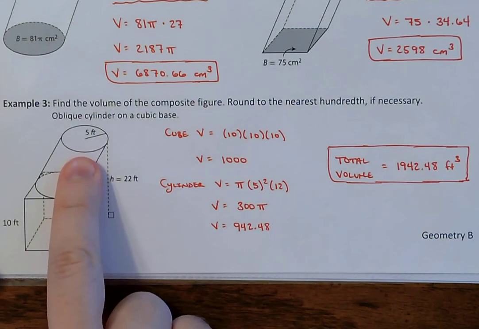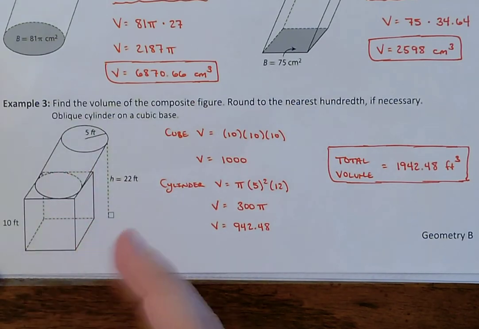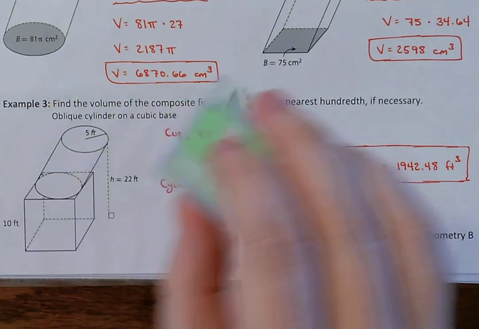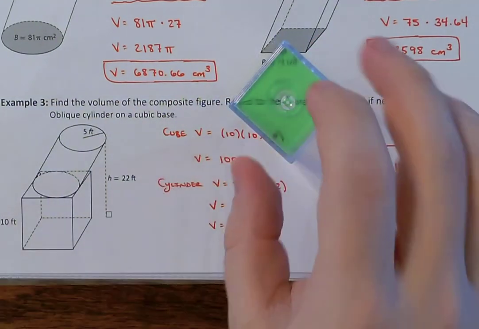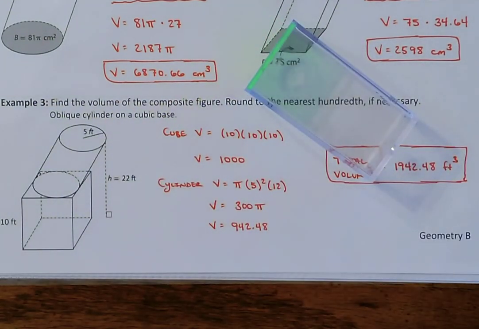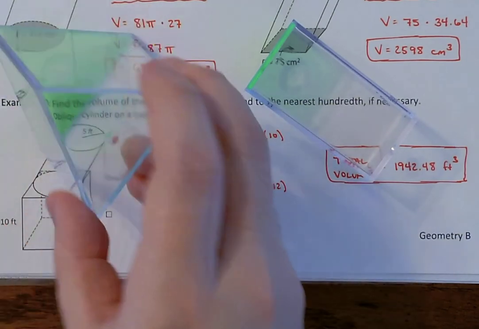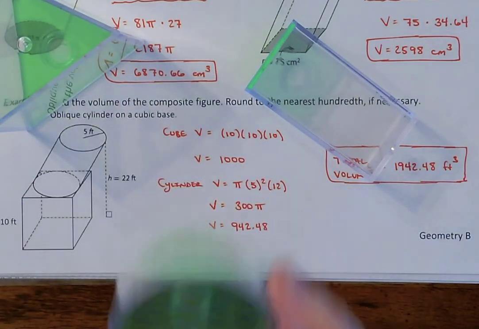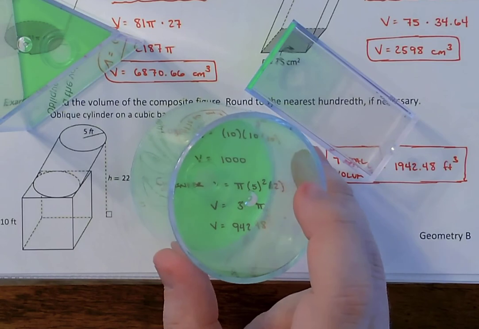So that is how you find the volume of a composite: find the volume of the cylinder, find the volume of the cube, add them together. With that said, that is it for our notes today on section 18.1 on finding the volume of a rectangular prism. We talked about how to find the volume of this prism, and we also talked about how to find the volume of a triangular prism, and we ended up talking about finding the volume of a cylinder.